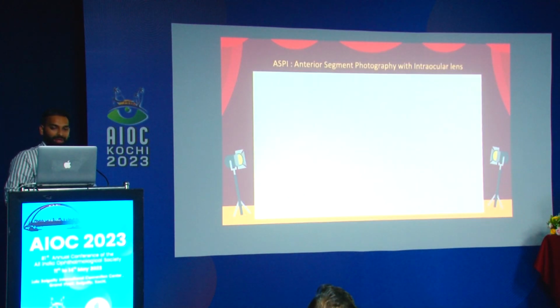So here I would like to describe what I have made. This is anterior segment photography with an intraocular lens, that is ASPI. This is basically what I was using to image the anterior segment without a slit lamp. So we don't really need a slit lamp to image the anterior segment, and this is how I have done it.